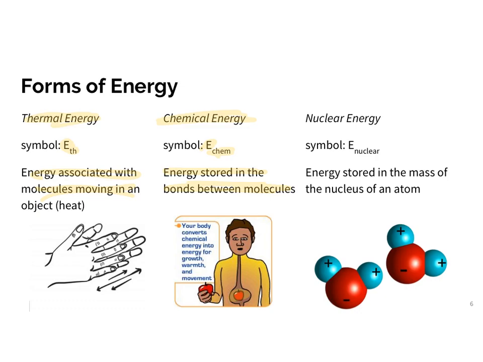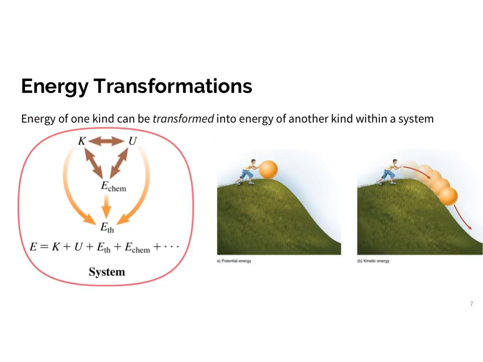Okay, and then finally another AP2 topic we have is nuclear energy, E subscript nuclear, and that's energy stored in the mass of the nucleus of an atom. That's a very, very complex topic that we spend some time talking about in Physics 2. When you think about nuclear reactors, that's what they do: they use that energy stored in there to help generate electrical power.